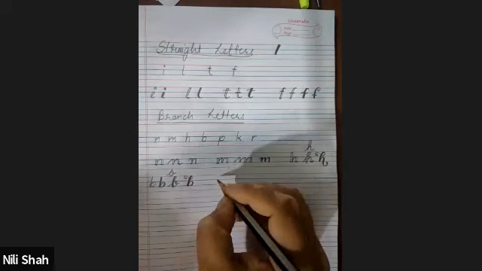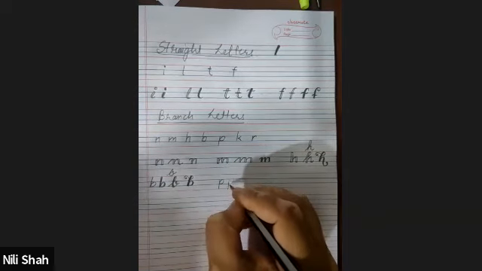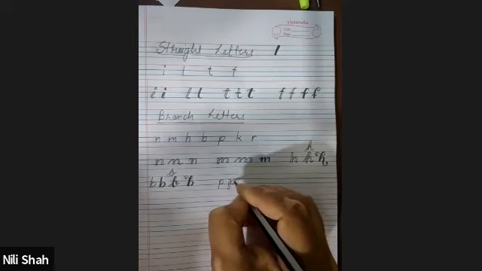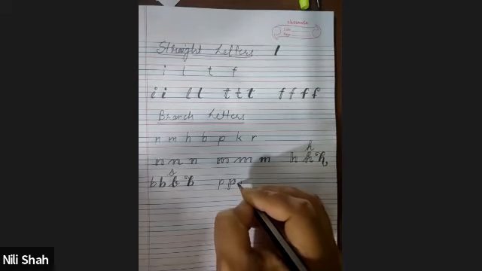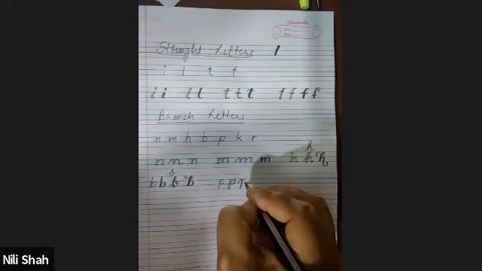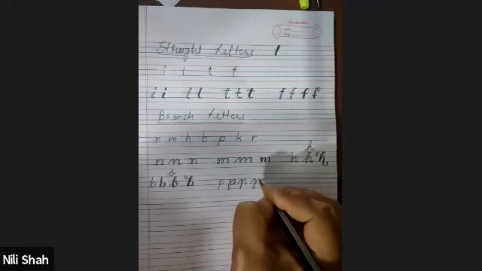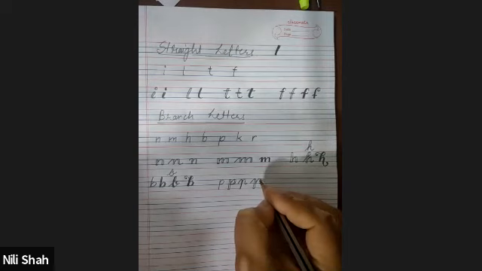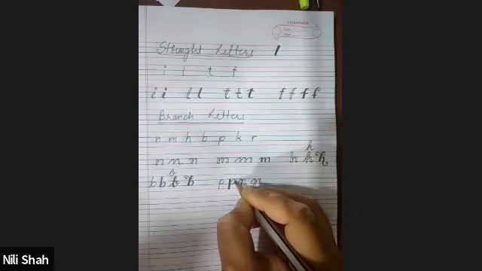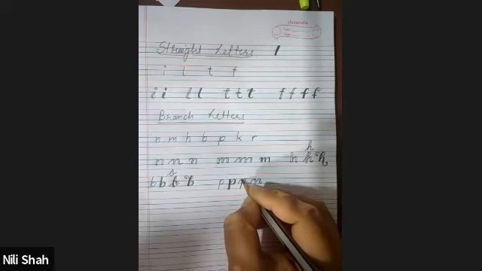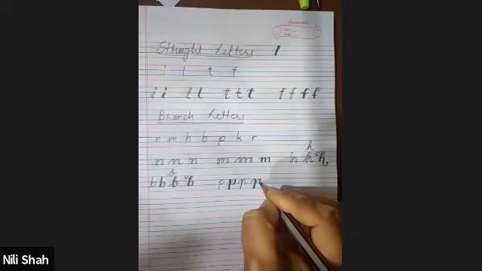Now moving ahead with P. First, I'll show you the normal P. Then calligraphy P. Like this. Then cursive P is like this. Now I am showing you the calligraphy cursive P. This little thickness here, filling the downward stroke with our tool, that is pencil. If you are using sketch pen, you have to fill it with sketch pen.